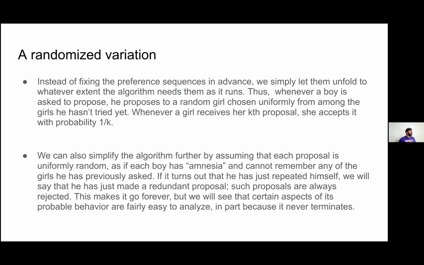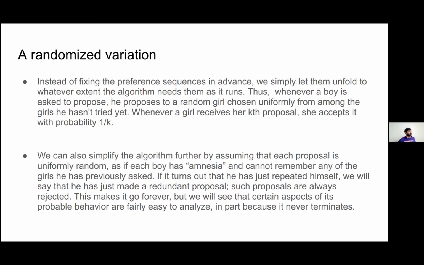So now let's discuss the randomized algorithm. In this variation, instead of fixing the preference sequences in advance, we simply let them unfold to whatever extent the algorithm needs them as it runs. Whenever a boy is asked to propose, he proposes to a random girl, as if there is no preference set for him, chosen randomly from among the girls he hasn't tried yet. And whenever a girl receives her kth proposal, she accepts it with probability 1/k.